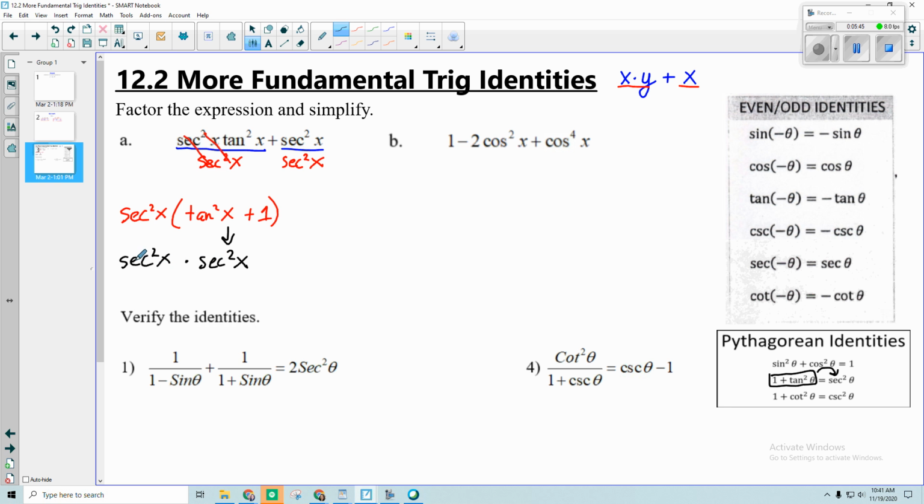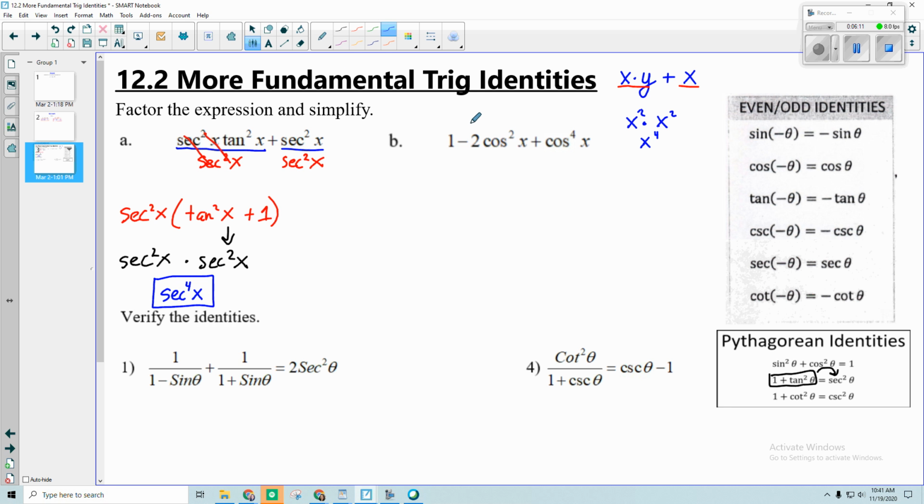What is that now going to give me if I multiply the two of these? Well, think about it like this. If I had x squared times x squared, what does that give me? I would add the exponents, so I get x to the power of 4. So here, my answer is going to be secant to the power of 4, so secant x to the power of 4.